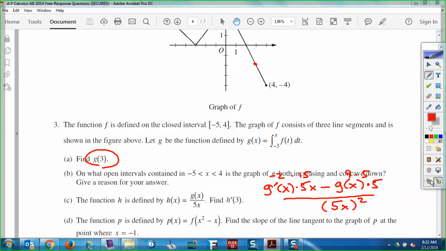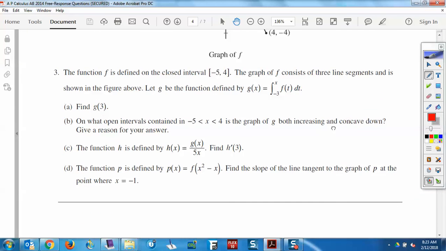All right, and then going down to the bottom, the function P is defined by F of this. Find the slope of the tangent line to P at the point where x is -1. What's that mean? Find the slope of the tangent line. The derivative, right? Derivative is the slope of the tangent line. So all they're saying is find the derivative. Just another way of saying find the derivative.